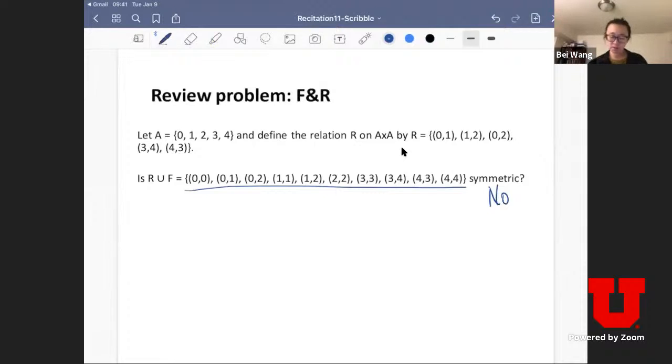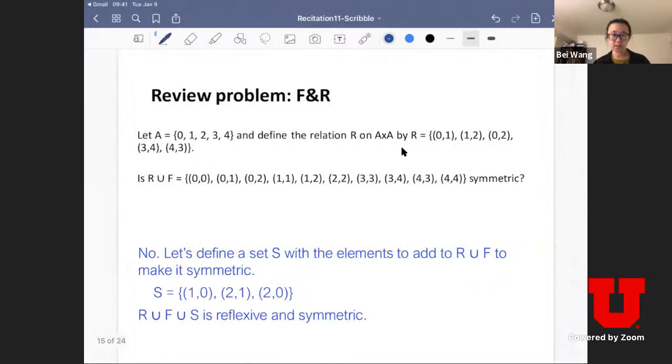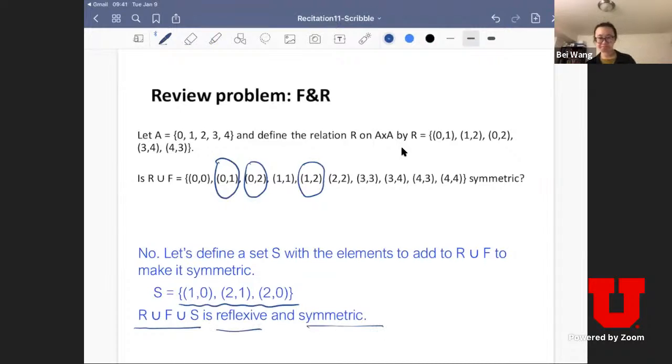And the answer is you need to add some pairs to make it symmetric. For example, (0, 1) is in R, but (1, 0) is not in R. (1, 2) is in R, but (2, 1) is not. And (0, 2) is in R, and (2, 0) is not. So you need to add those missing pieces to make it symmetric. So now if you union R and F and S, it's both reflexive and symmetric now.